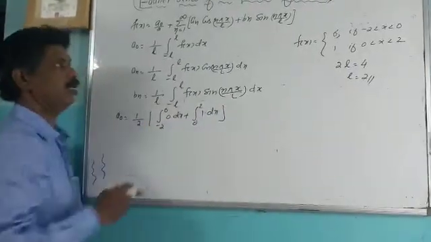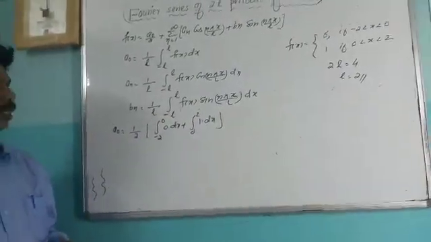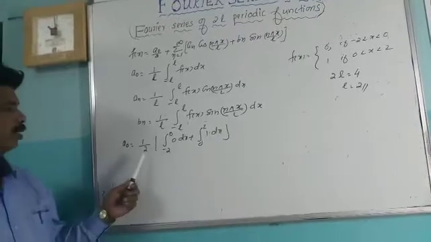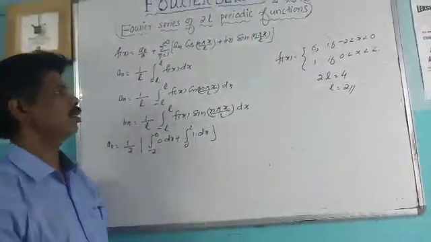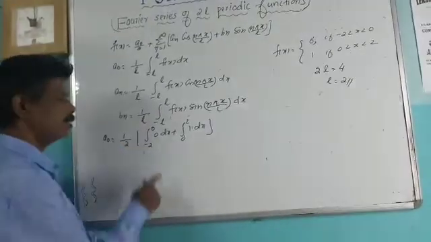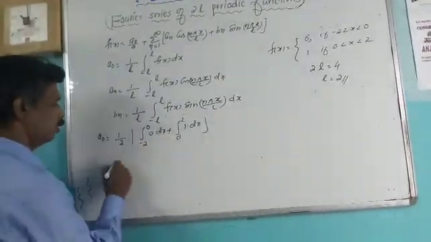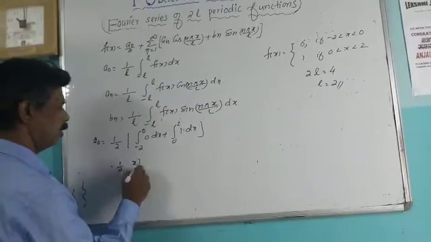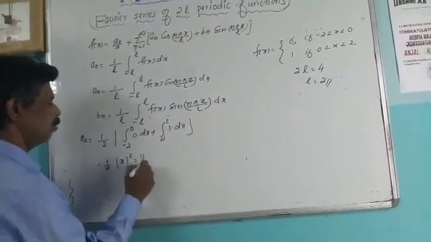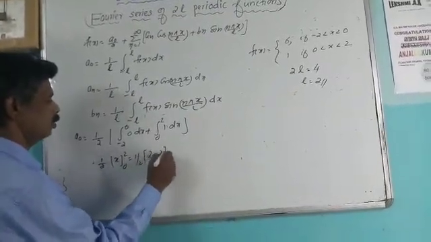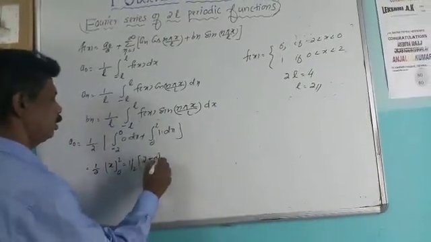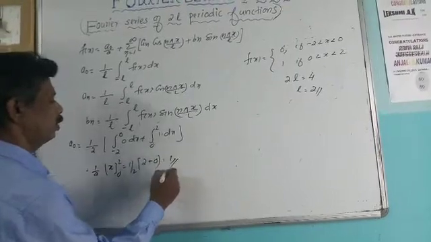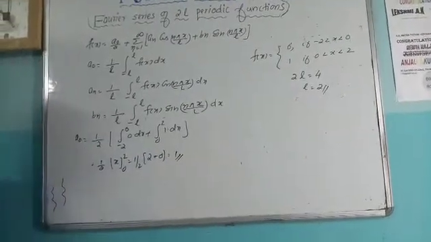a0 equal to 1 by L, integral minus L to plus L, f of x dx. That means a0 equal to 1 by 2 into integral minus 2 to 0 of 0 dx and 0 to 2 of 1 dx. Integral 0 dx means 0. Integral dx is equal to x, limit 0 to 2. 1 by 2 into 2 minus 0 is equal to 2 by 2 equal to 1. So we can write a0 is equal to 1.